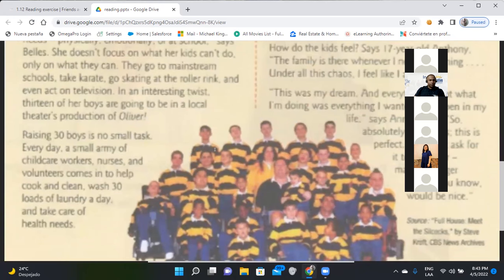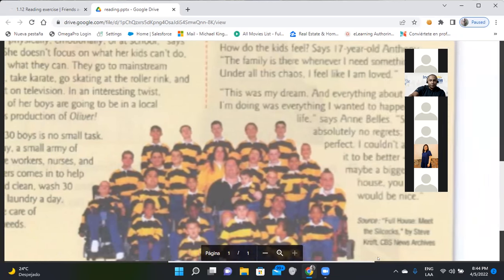Raising 30 boys is not a small task. Every day, a small army of child care workers, nurses, and volunteers come in to help cook and clean, wash 30 loads of laundry a day, and take care of health needs.